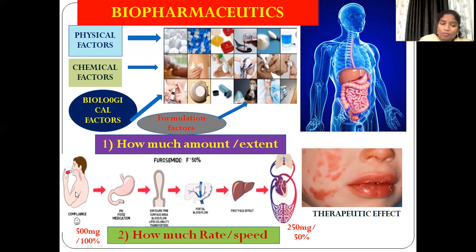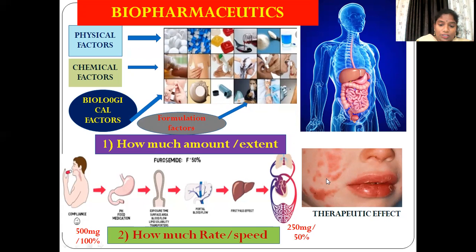So we have to calculate how much you are taking and how much is available in the systemic circulation, and not only that, how fast it is reaching the systemic circulation. That is also very, very important. If the drug is delayed for a longer period, it will not show the therapeutic effect. So how much amount and how much speed, both are very, very important.